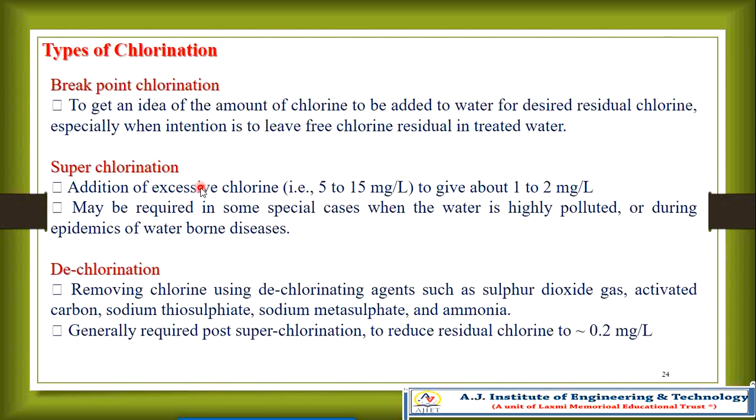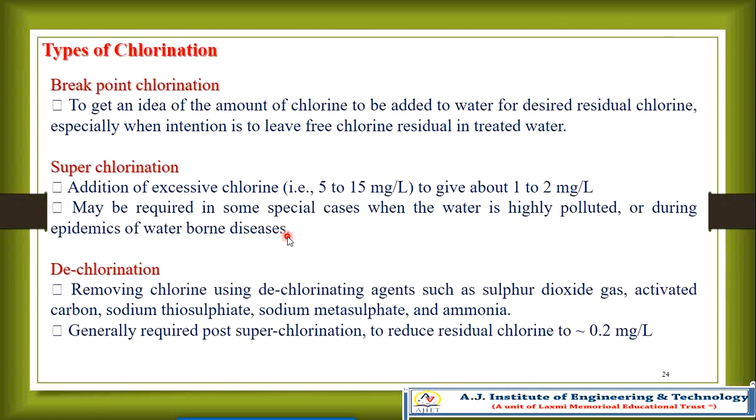Superchlorination is nothing but the addition of excessive chlorine, 5 to 15 milligram per liter, to give a residual of about 1 to 2 milligram per liter. It may be required for special cases like highly polluted water or during epidemics of waterborne diseases. If there are epidemics such as waterborne diseases, or a critical condition, or the water is highly polluted, that time you can use superchlorination.